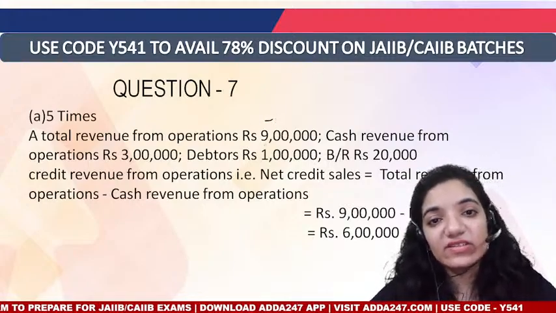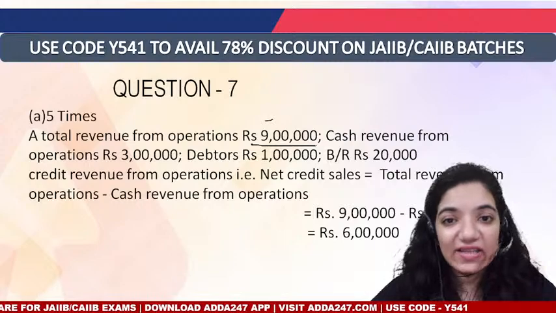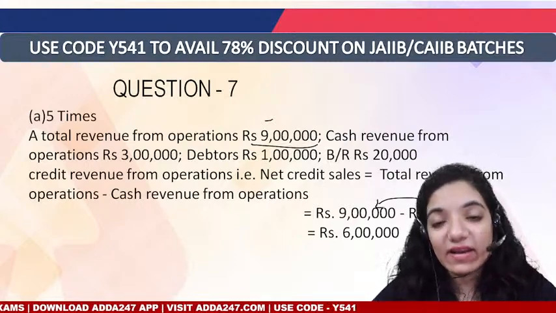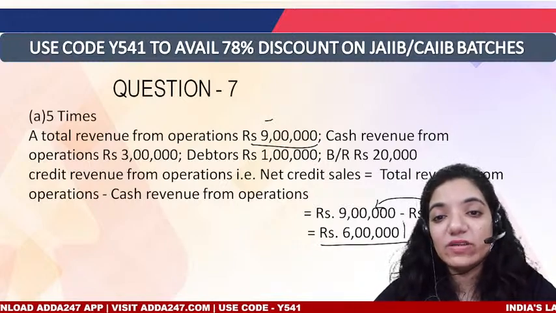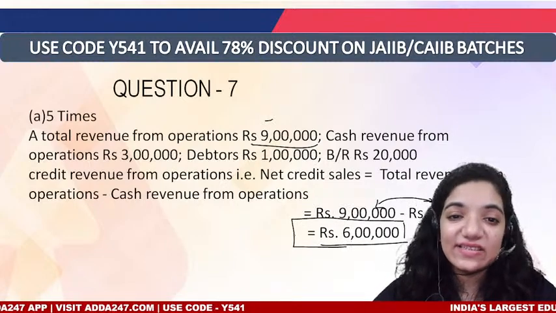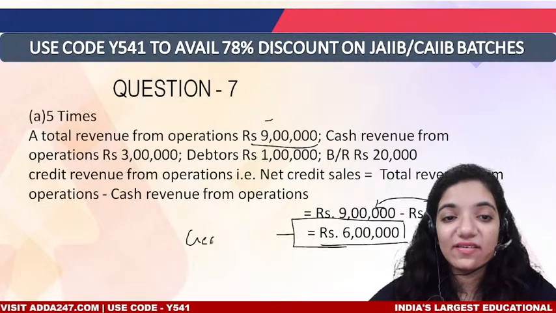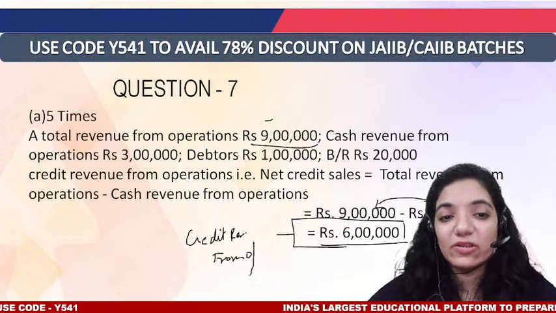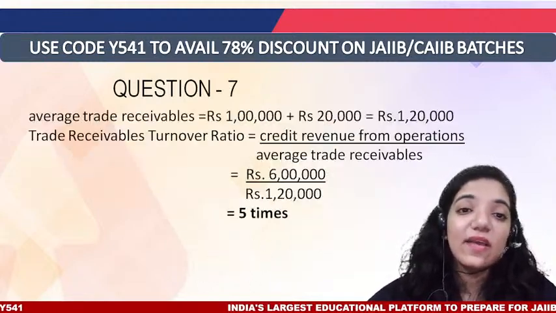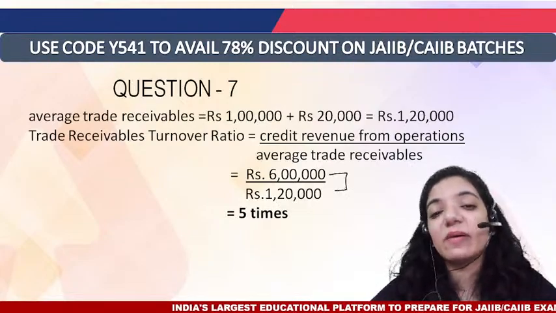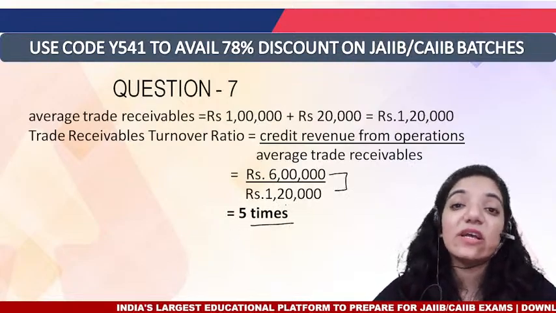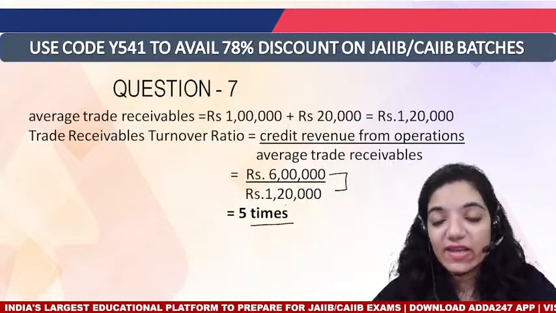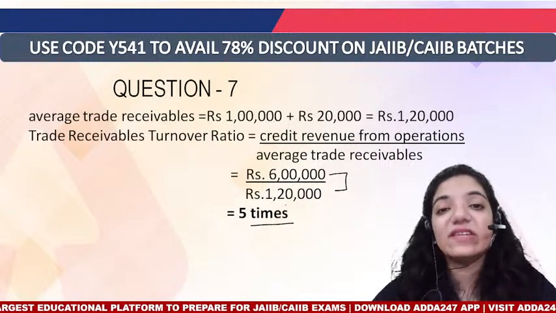That means if there is a total of 9 lakh rupees as revenue, the cash when deducted from it, the actual would come out to be 6 lakhs. This is your credit revenue from operations. And we just divide this part. Whatever comes out is in times. That means how many times in a year the people who were supposed to pay us, we have sold them goods and have received back the money.